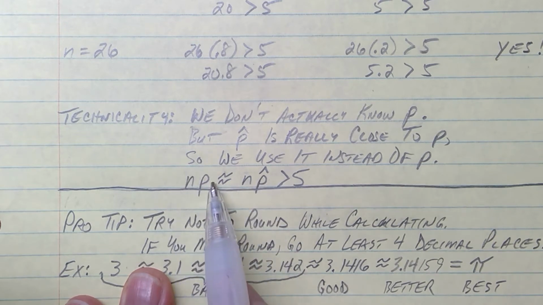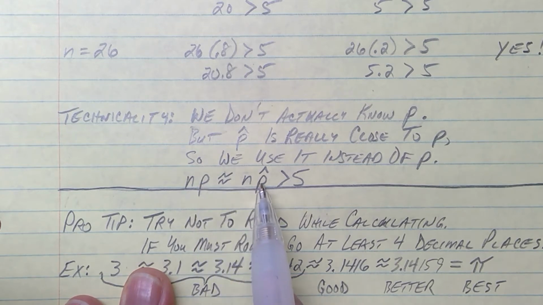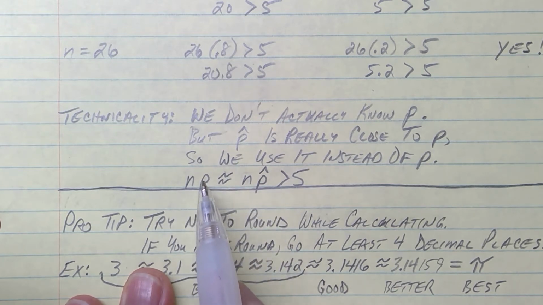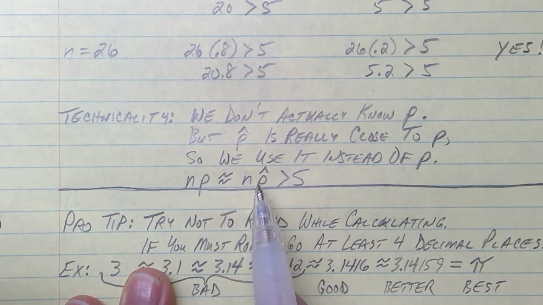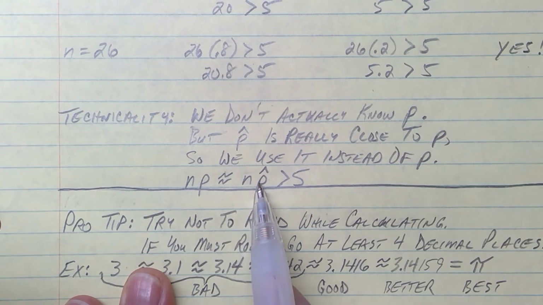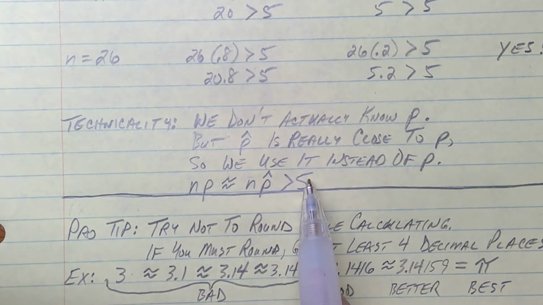This is the official formula, but we have to admit that we don't know p. So we're going to say, well, n times p hat, our best guess, is pretty close. It's approximately n times the actual true proportion. So we're going to use p hat. It's close enough. We're going to do n times p hat, our point estimate, and check and make sure that's greater than 5.